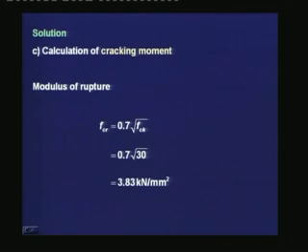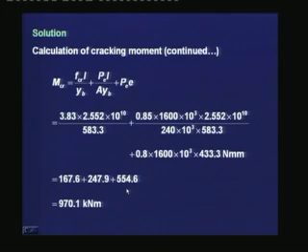Next, we are calculating the cracking moment. For that, we are first calculating the modulus of rupture. FCR is equal to 0.7 times square root of the characteristic strength, which is 30 for M30 grade of concrete. And we get the cracking strength, the modulus of rupture, equal to 3.83 newton per millimeter square. Substituting the value of the modulus of rupture and the sectional properties and the effective prestress, we can evaluate the cracking moment. And the cracking moment comes out to be 970.1 kilonewton meters.